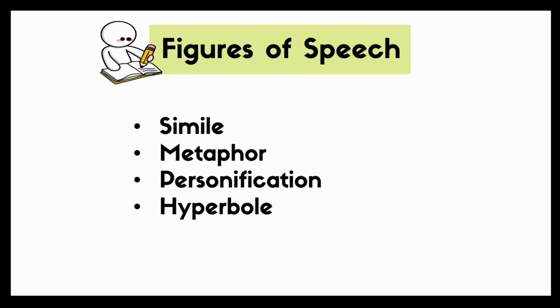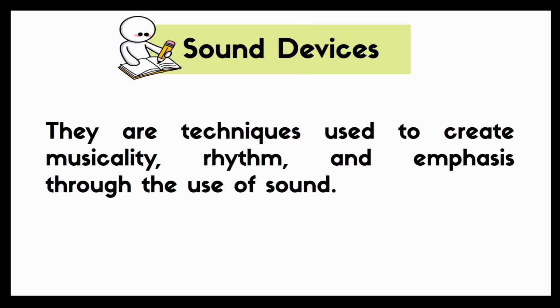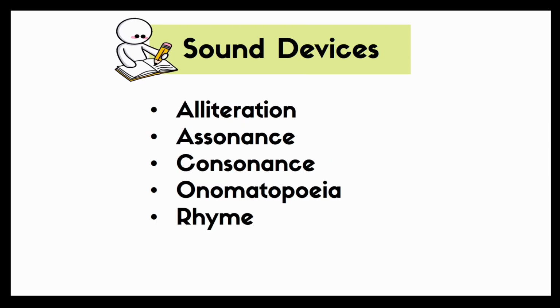The next is sound devices. They are techniques used to create musicality, rhythm, and emphasis through the use of sound. Some common sound devices used in poetry are alliteration, assonance, consonance, onomatopoeia, and rhyme.